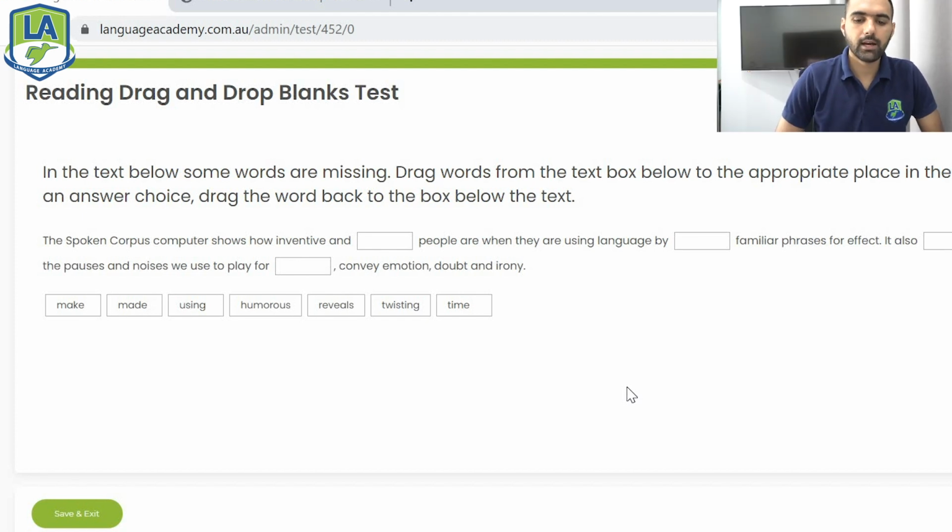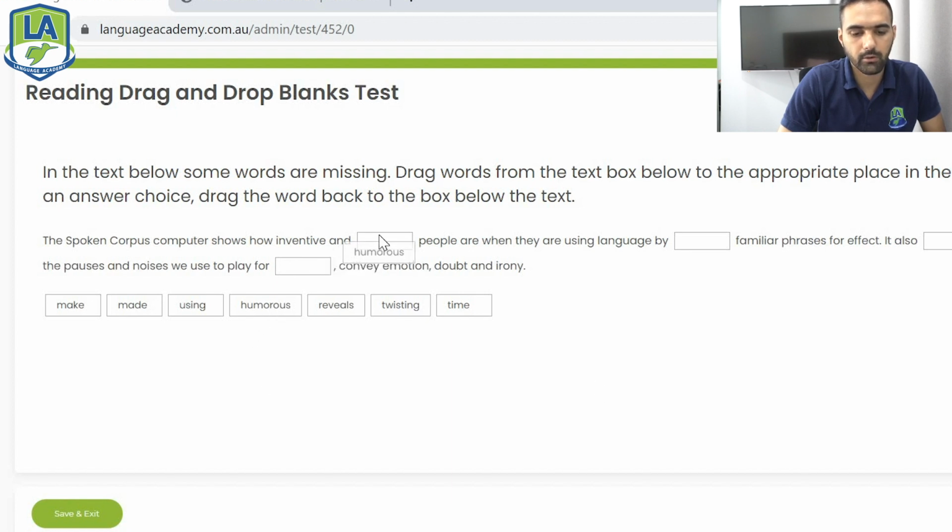Alright, let's have a look at the answer. What is the passage talking about here? The spoken corpus computer shows how inventive and dash people are when they're using language. Inventive and. So we have to use a positive word and something which will signify the properties or characteristics of humans. Make people, made people, using people. Humorous can be the right answer. Reveals people, twisting people, time people. No, we are only left with humorous.